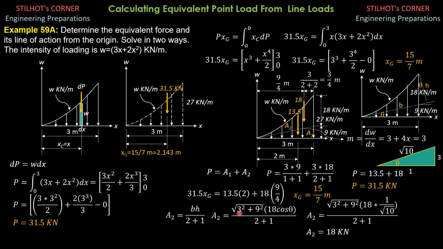Then the base again is square root of 3 squared plus 9 squared. Then the height is 18, as mentioned, the hypotenuse, 18 times cosine theta adjacent, over 2 plus 1, and cosine theta is from this triangle, the slope of the tangent, which is 3 over 1 is 3, so cosine theta is 1 over square root of 10. So calculating, area 2 is still equal to 18 kilonewtons, which is equal to P2, 18 kilonewtons.